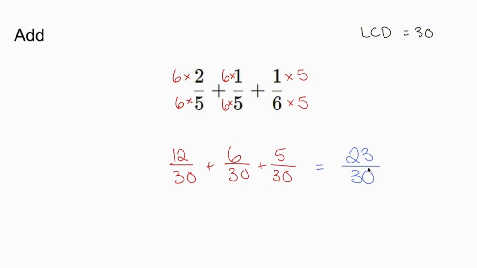Look at your numbers. Do they simplify? Nope. Is that number over 1? Nope. So you are a regular old fraction, 23 over 30, and that's your answer.